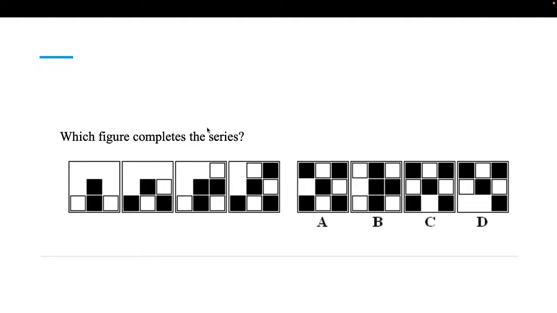So if you look at this, what figure completes this series? What do we see? We can see that there are 4 squares here. Here there are 5, 6, 7. So what we are expecting to see is a square with 8. So we have one here, and we have another one here, another one here. So D is excluded. So how do we select these ones?